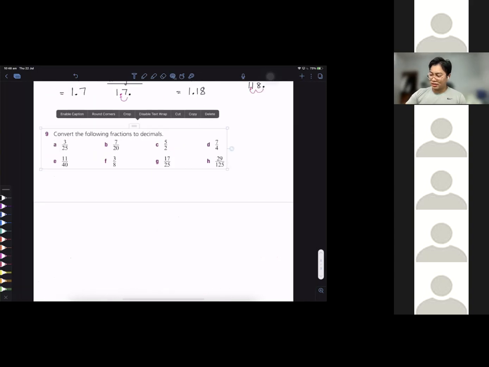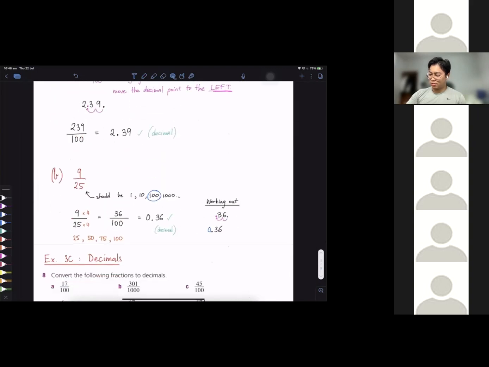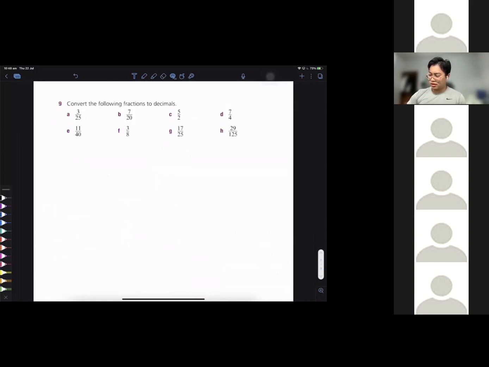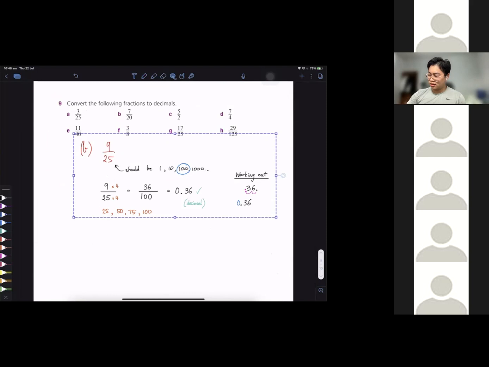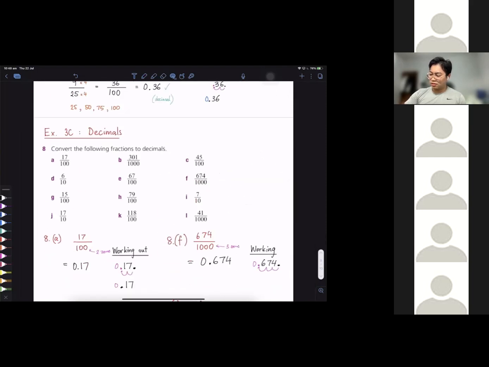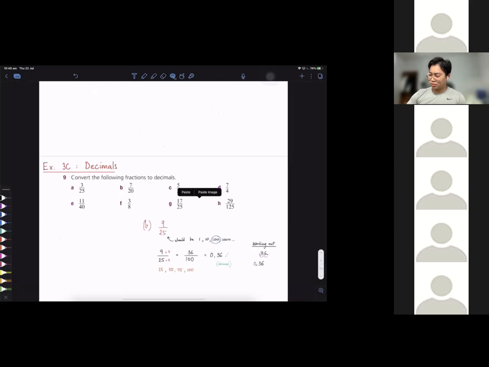Let's have a look at this next one here, because that's like our second example that we did. So what I might do is copy this and paste it down, just so you can see how we did our working out for our example question. So you guys don't have to try to remember what we wrote at the top.